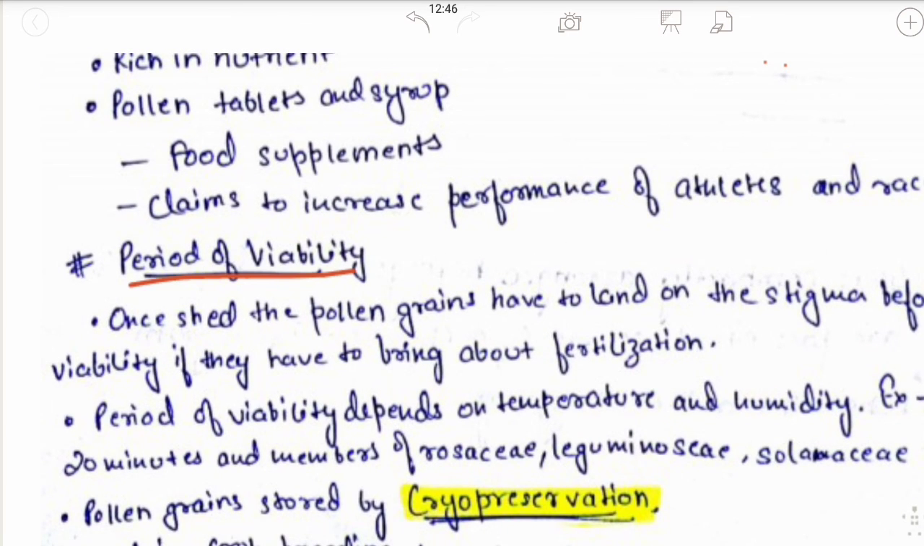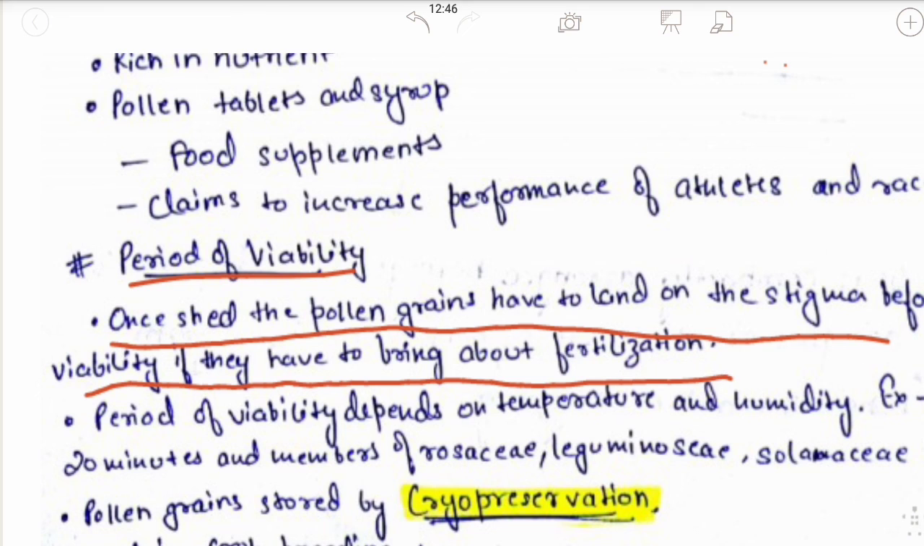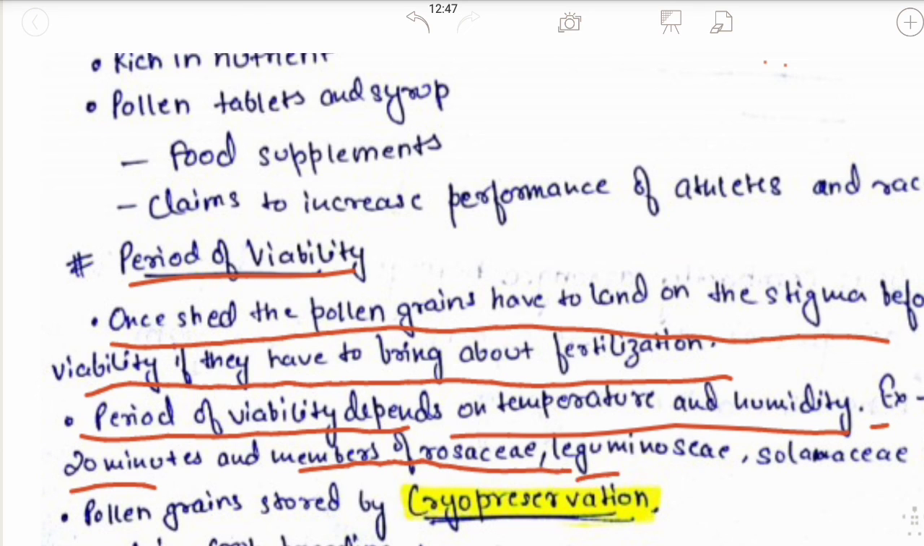What is the period of viability? Once shed, the pollen grains have to land on the stigma before they lose viability if they are to bring about fertilization. The period of viability depends mainly on temperature and humidity. For example, in some cases it is 30 minutes, while members of Rosaceae, Leguminosae and Solanaceae take months.